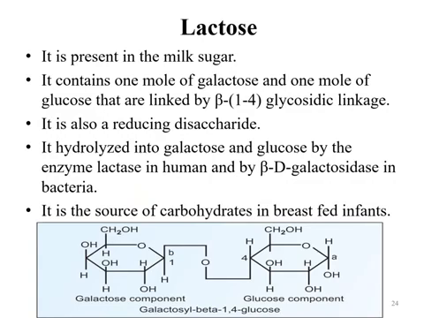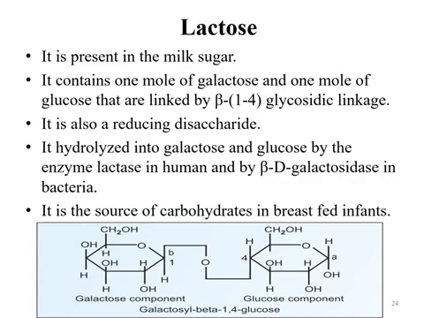The next example of the disaccharide is lactose, which is a milk sugar because it is present in milk. It contains one molecule of galactose and one molecule of glucose in its structure, which are linked by the beta-1,4 glycosidic linkage. It is also a reducing disaccharide and is hydrolyzed into galactose and glucose by the enzyme lactase in humans and by beta-D-galactosidase in bacteria. It is a source of carbohydrates in breastfed infants.